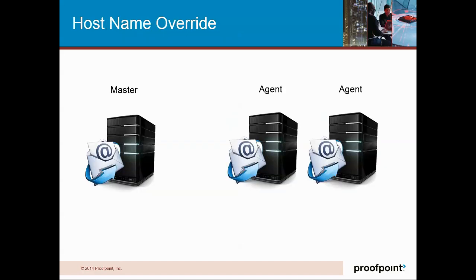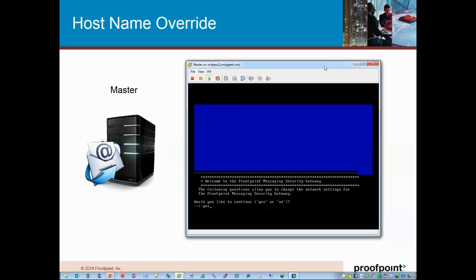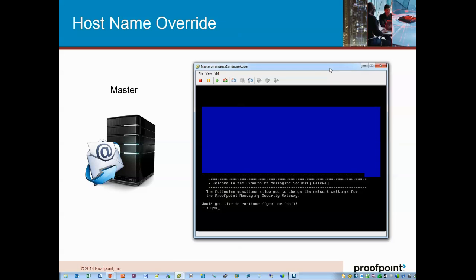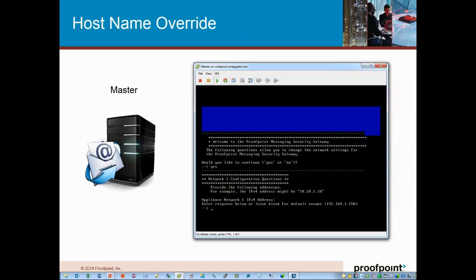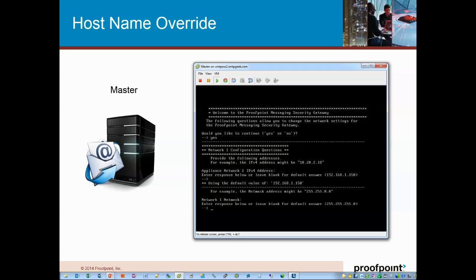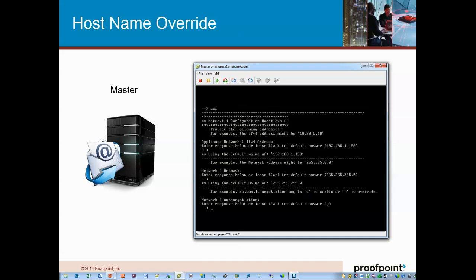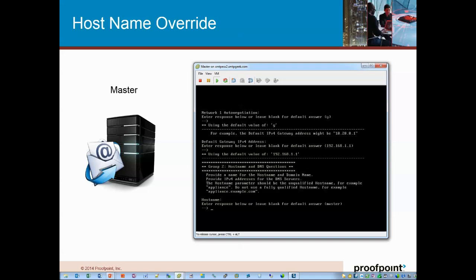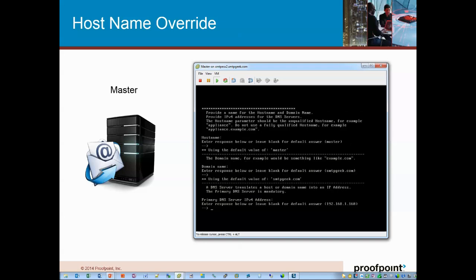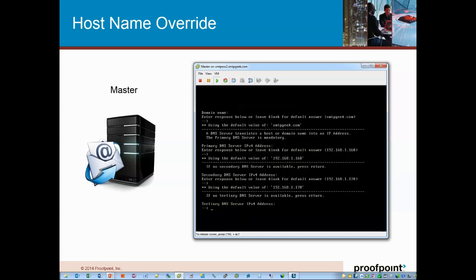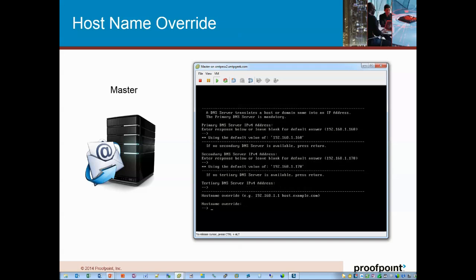We're going to discuss for a few minutes the host name override as you built these systems. You probably recall that when you built your system originally, you went through the command line interface and you specified the IP address as well as the netmask, the auto negotiation, the gateway, the host name of the system, the domain name, the DNS servers, and then the host name override is specifically a setting where if we're on the master, we need to tell the master where to find the agents.